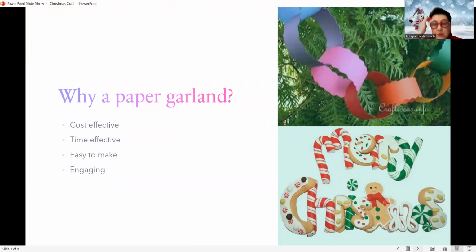First of all, why a paper garland? Well, to begin with, it is cost effective. Also, time effective. It's very easy to cut some strips of paper. You don't even need a pair of scissors. So you can understand how easy it is to make, not only for us, the teachers, but also for our learners. And of course, it is engaging as everyone gets involved.